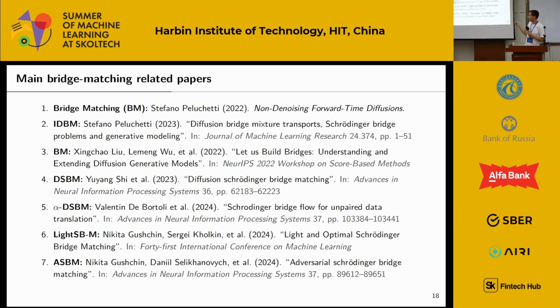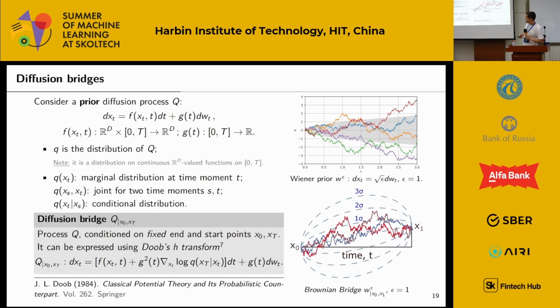Basically, this is the list of the most related papers from this direction. It's a very recent direction, in the sense that the first papers in this direction appeared only in 2022, and it is still under development. Okay, first, what we need to understand. We're going to talk about diffusion bridge models, so obviously we need to understand what a diffusion bridge is, because it's in the title. Let's try to understand what that diffusion bridge is. It will be very important for our next presentation.